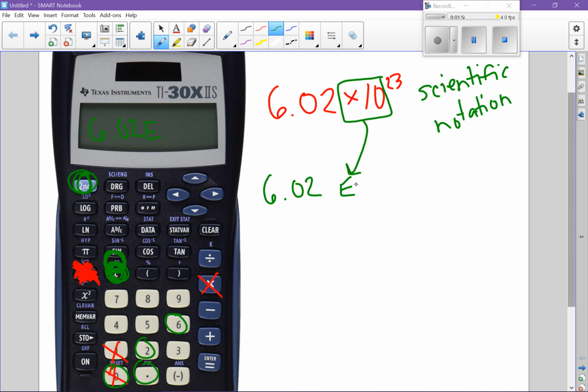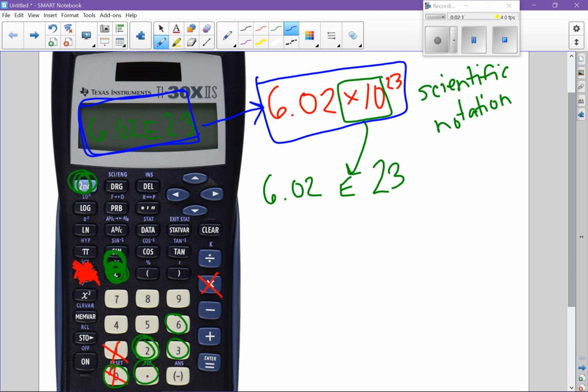Then what you have to do, that E stands for exponent. The exponent on this is 23. So next we would push 2, 3, and you would see this. This number on the screen is exactly the same as that number right there. The difference is this is what a calculator understands, and this is what a human understands. So your job is to speak calculator language using that magical E button.